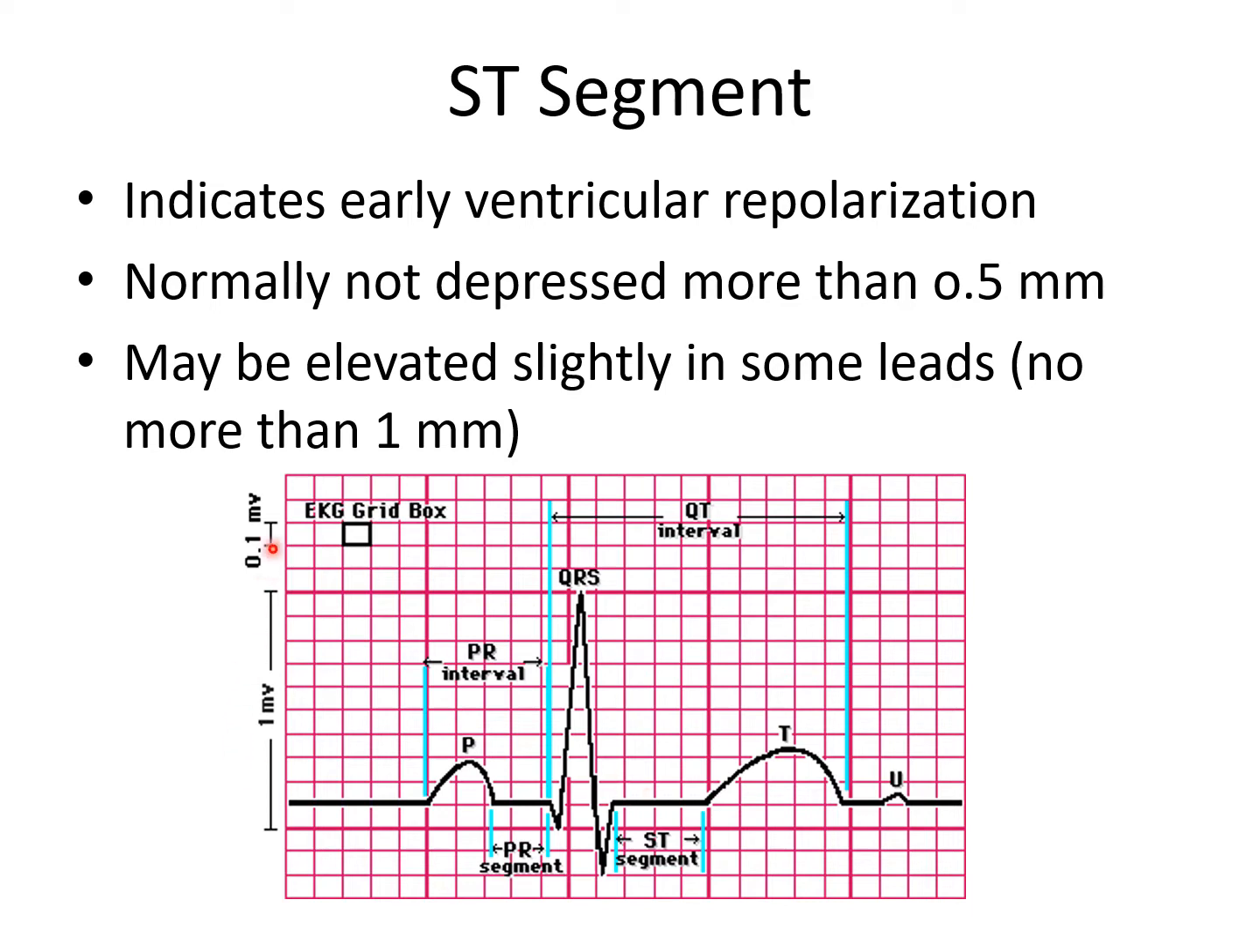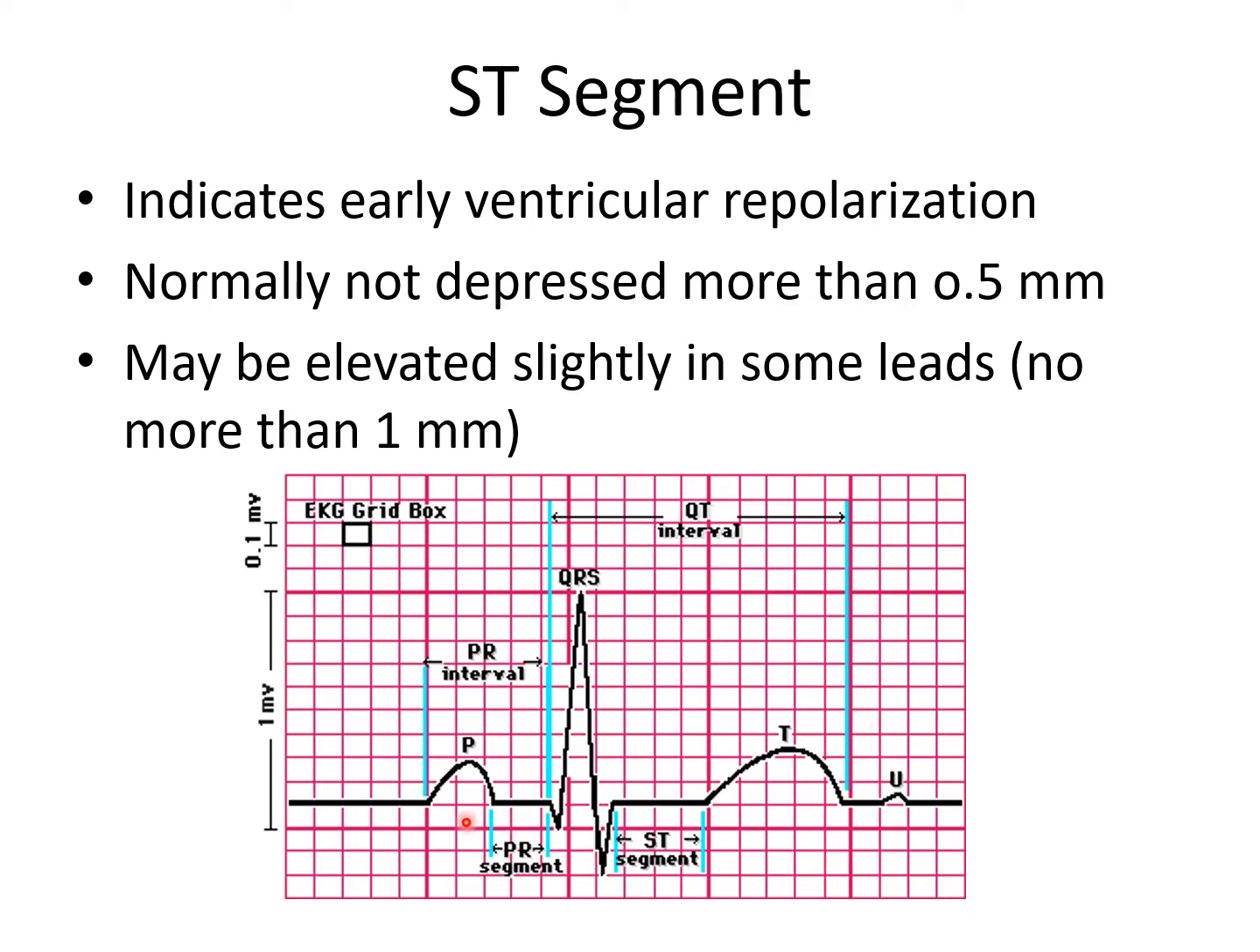Remember, on the vertical axis we have voltage, so that's what we're talking about in terms of these measurements. But we're not going to ask you if it's depressed or elevated. It's going to be very obvious if it is depressed or elevated for you all. Just know that it's okay for it to vary a little bit above or below the isoelectric line.